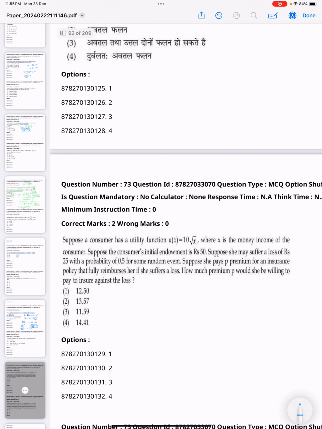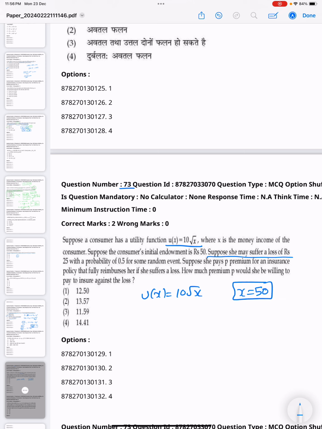Okay, now 73. I'll suggest that you attempt this question only when you have ample time. The utility function is U(x) = 10√x, where x is the income of the consumer. Suppose the consumer's initial endowment is 50. Initially, suppose x is 50.